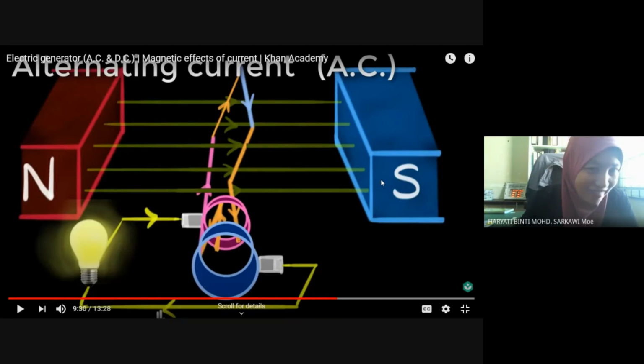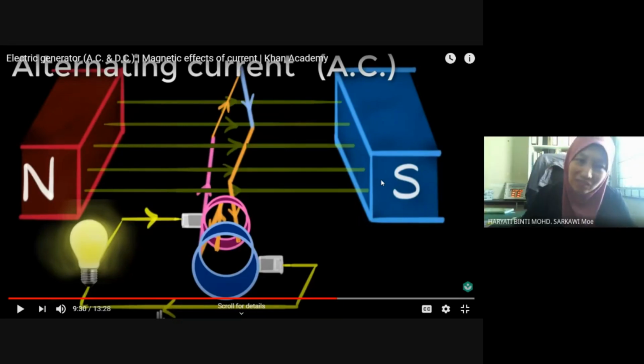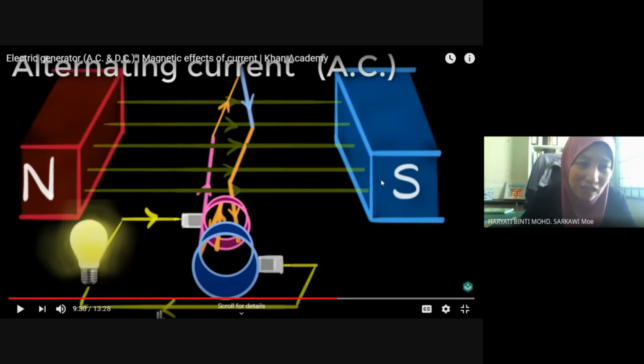Next, what is it? Oh, Hubert? Increase the strength of the magnet. Some more, you can use more number of magnets, which also increases the strength of the magnet. And more number of turns of coil. Correct. Increase the number of turns of coil. When you answer, normally this will come out in your Paper 2.